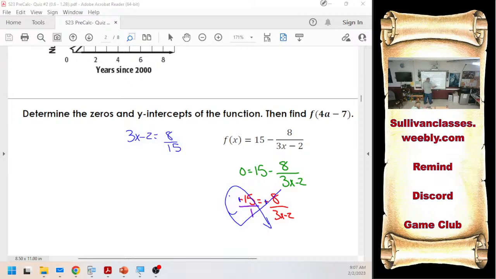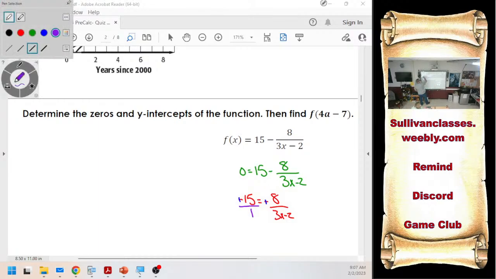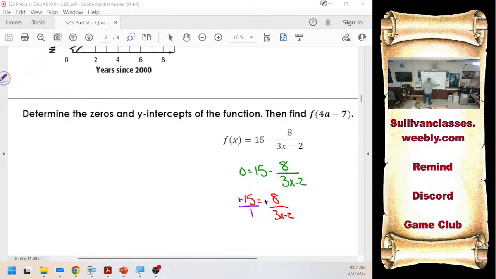Y'all have passed algebra 2. It's a ratio. Ratios are solved by cross multiplication. Or sorry, a proportion. 8 times 1, 15 times stuff. Cross multiplying.